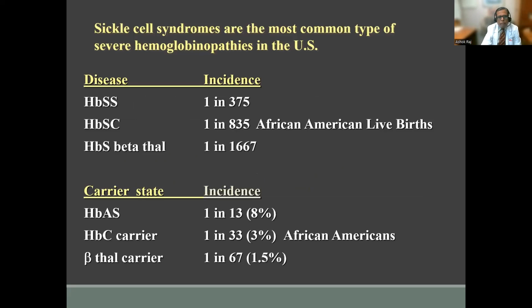Today's topic, we will first talk about the sickle cell syndromes, which are the most common type of severe hemoglobinopathies we see in the United States. There are 3 common syndromes that we encounter in our clinical practice: the hemoglobin SS type, which has an incidence of 1 in 375 African-American live births, SC disease in 1 in 835, and sickle beta thalassemia in 1 in 1667. The carrier state for sickle cell trait is about 8% of African Americans, hemoglobin C trait in about 3%, and beta thal carrier state in about 1.5%.